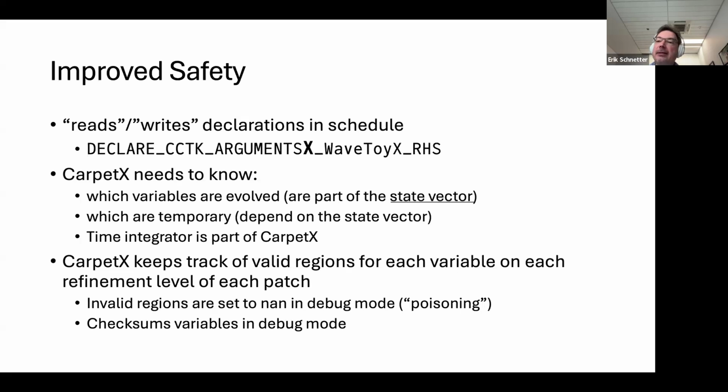And you need to tell CarpetX which is which, and then CarpetX can actually make conclusions from that. For example, at the end of a time step, all the variables that are not part of the state vector get invalidated automatically. So if you forget to recalculate the pressure from the internal energy, this would now be caught automatically. But the disadvantage is that you need to carefully think about which variables are evolved and which are not part of the state vector. And that can be quite confusing because most science codes do not work like that.